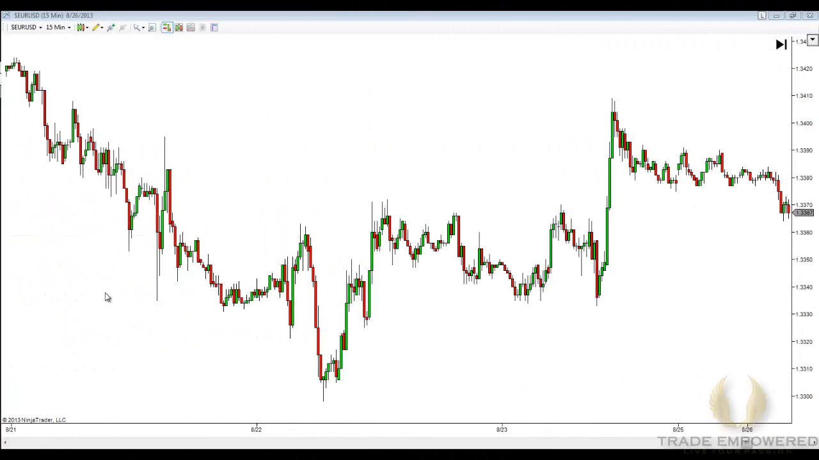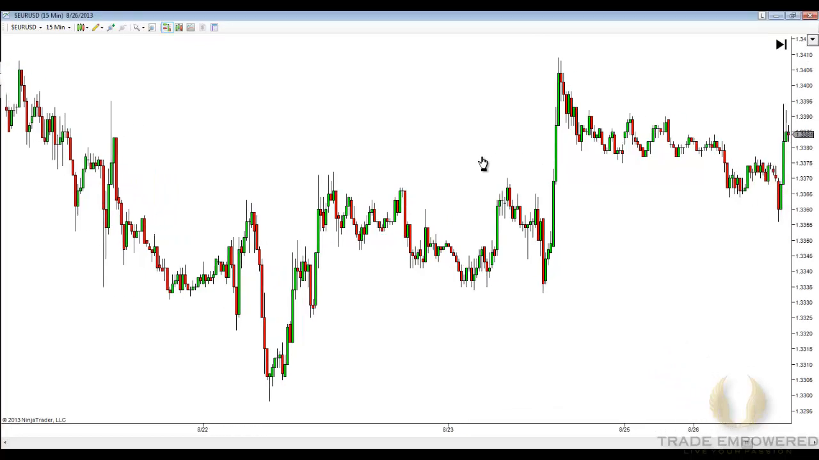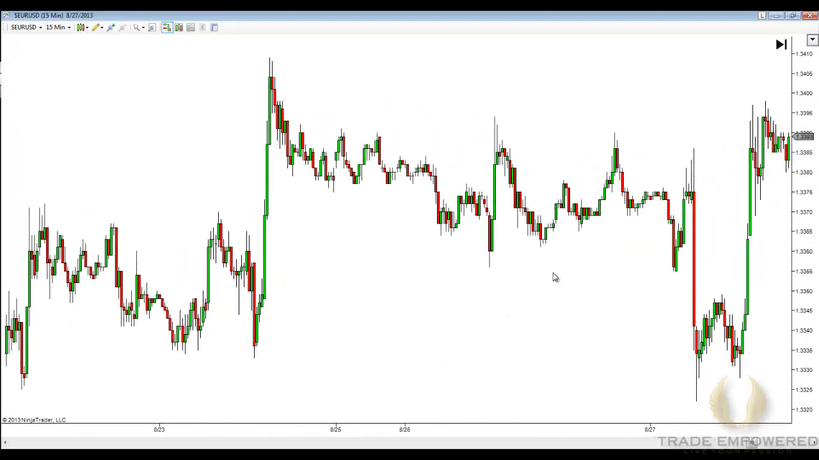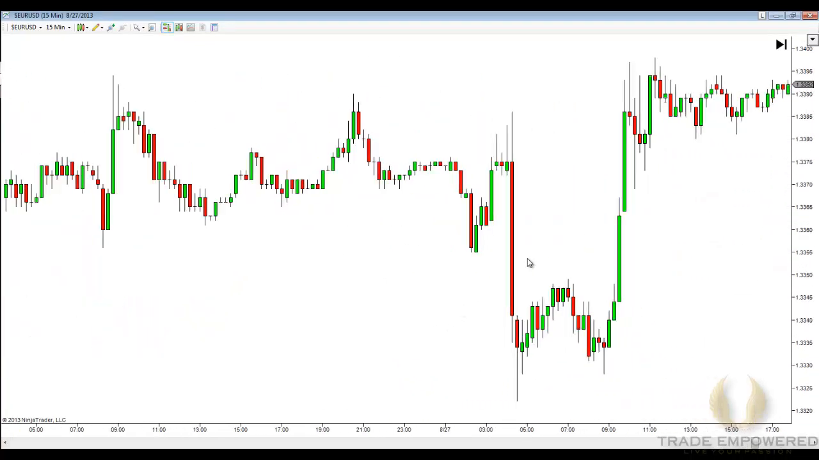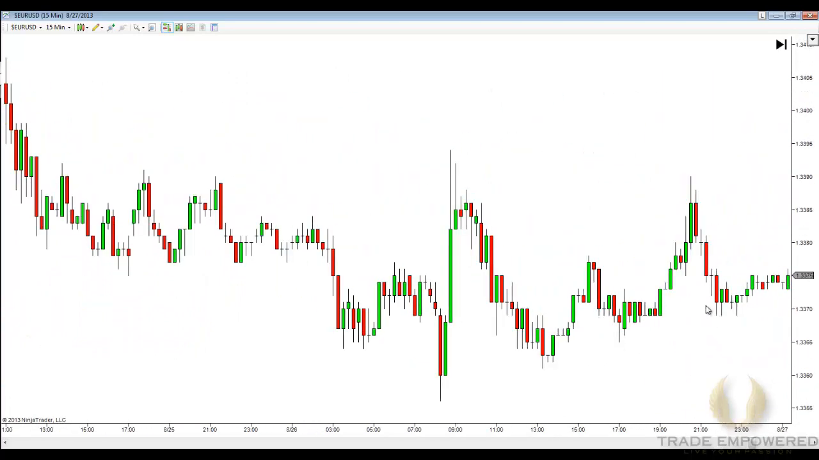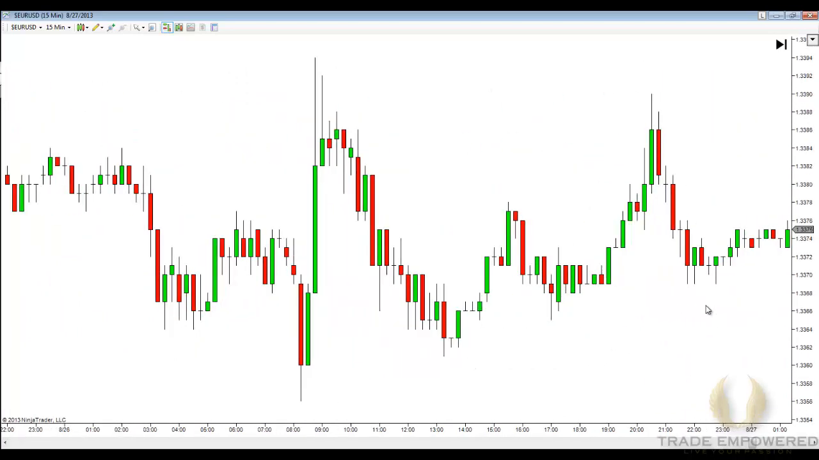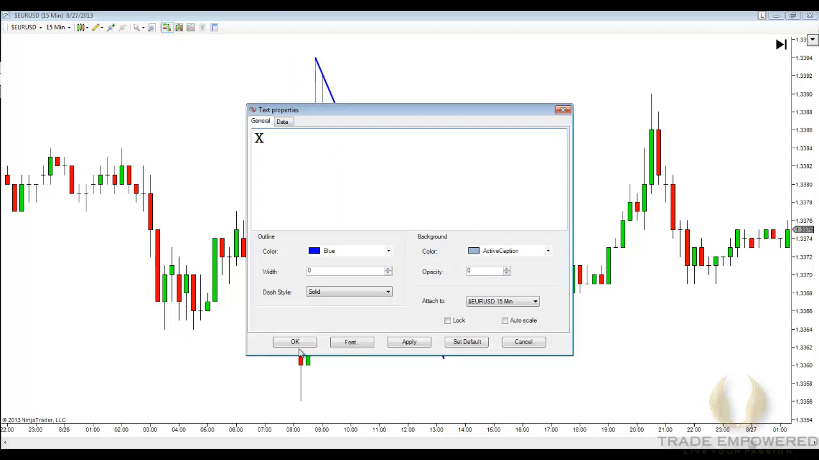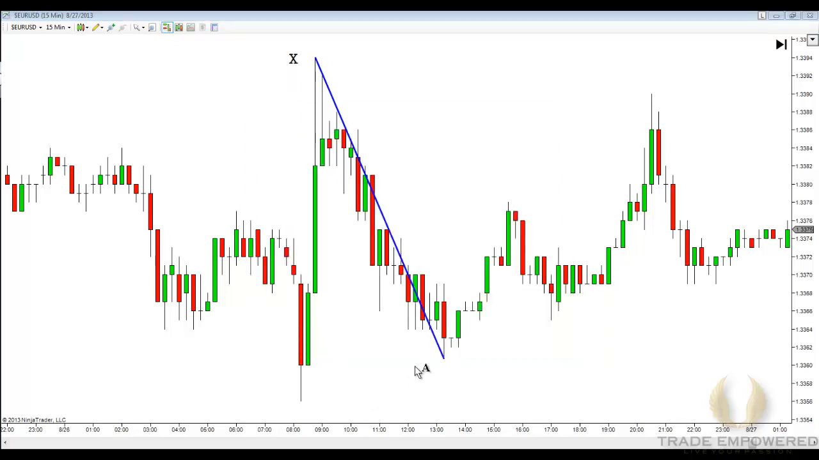Okay, so let's go through and see if we can spot some bat patterns in the actual market. Let's see what we have here. Looks like we may have one right here, if I can zoom in some. Alright, so we have our initial anchor leg starting up here, X to A. Our X leg represents our high, our A leg is going to be the low of this move.